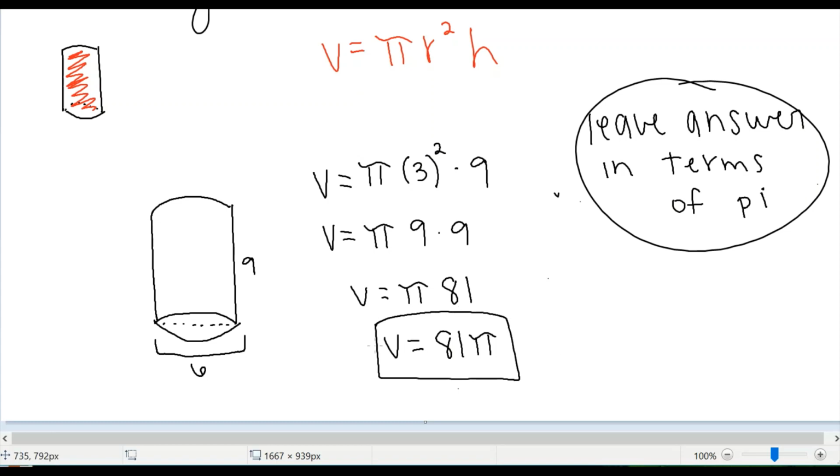So if they ever say leave your answer in terms of pi, your answer should still have the pi symbol because you did not multiply it out. And you will see that on certain worksheets. So I just wanted you guys to keep that in mind.